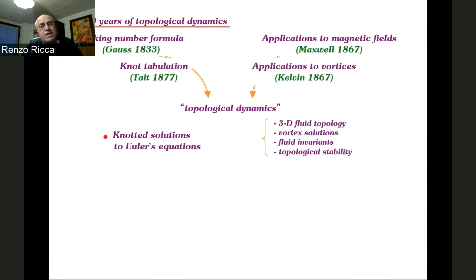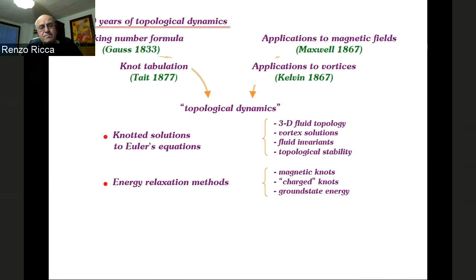We have a great deal of information about invariants, but the relation of fluid invariants, like kinetic energy, momenta, and other quantities, to the invariants of topology is still not so well known. And then about stability in various senses. More recently, in the last 30 years, we have work done on the energy relaxation method, starting from magnetic structures to more wild structures, for example, electrically charged knots or the signals from knotted antennas, et cetera. And that led also to work on ground state energy and the relationship between ground state energy and topology, which is relevant in modern string theory, for example.